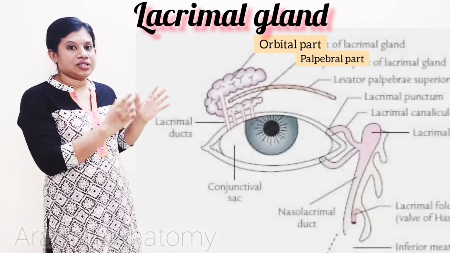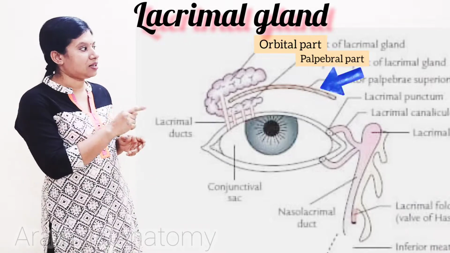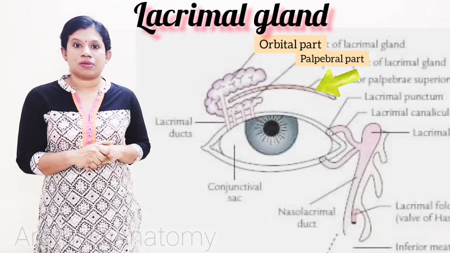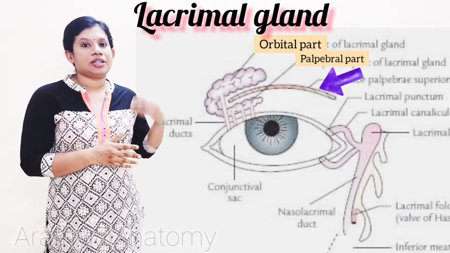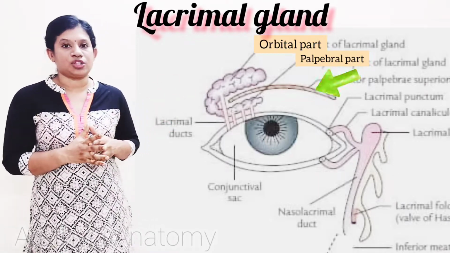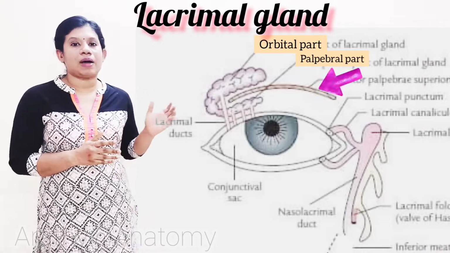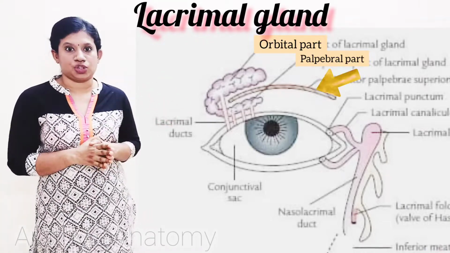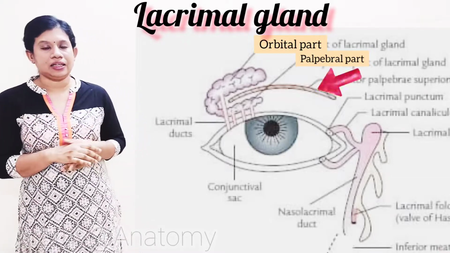The gland is J-shaped. The levator palpebrae superioris muscle divides the gland into two parts, a large orbital part and a small superficial palpebral part. The orbital part is large and deeper. The palpebral part is small and superficial, and you can see it just beneath the eyelids.